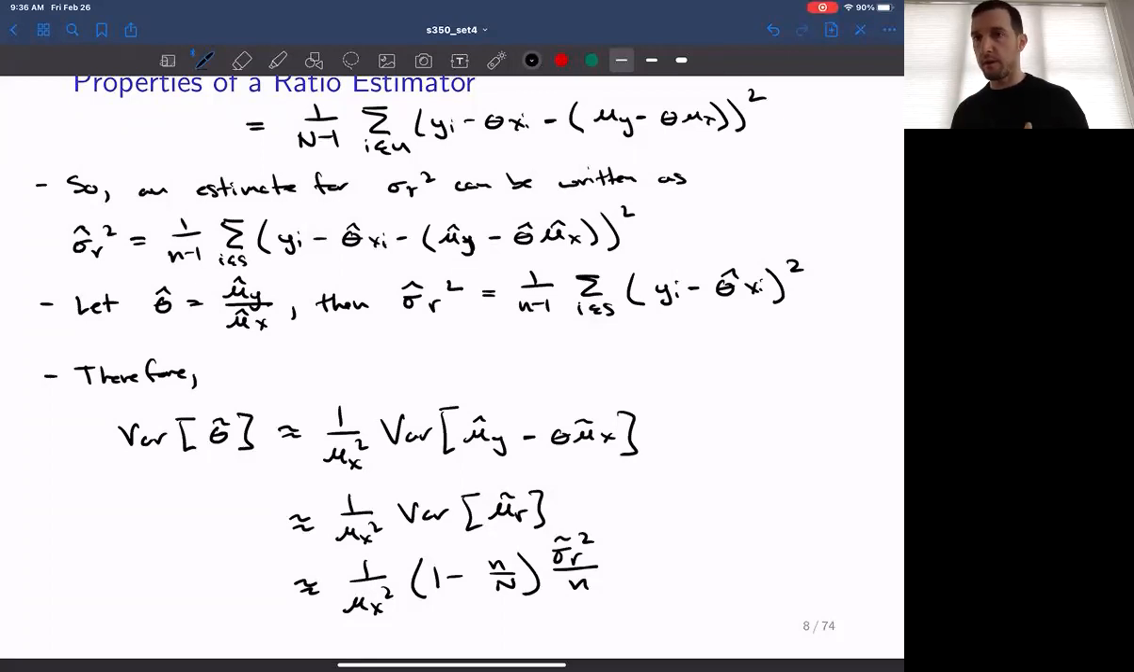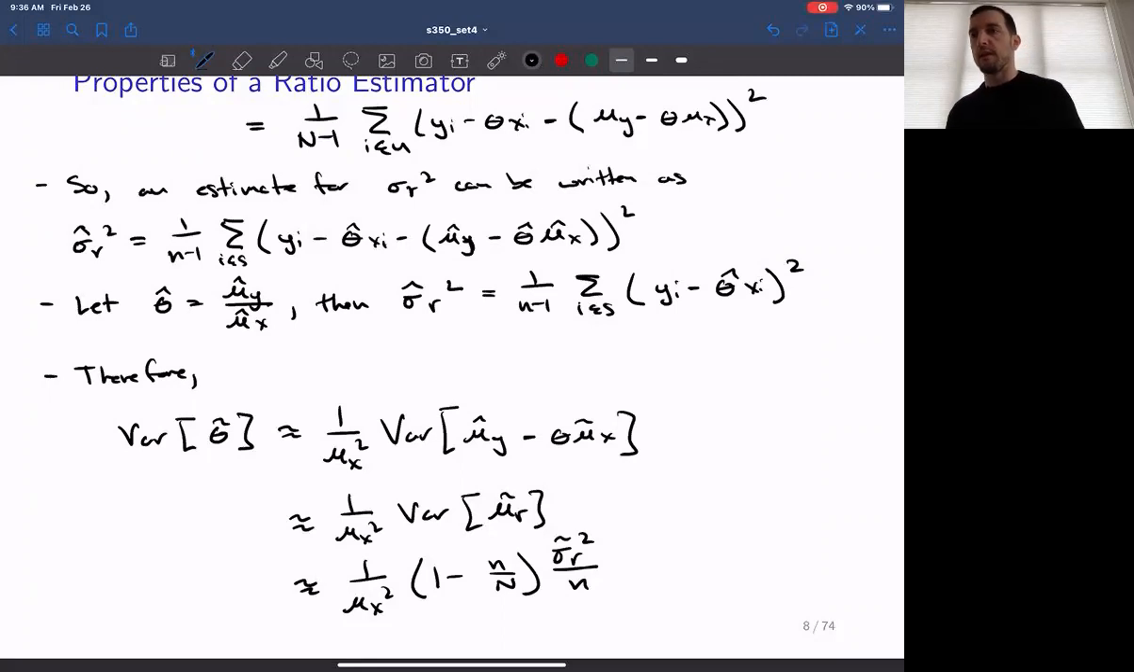And then the next thing that we did is we derived the variance. And of course, we need the variance so that we can bound our estimates. Now, in this case, we started off using the same expansion, and we showed that the variance of the estimator can be written as 1 over mu x squared times the variance of mu tilde y minus theta times mu tilde x. That's what we have written a little bit above. I just don't want to move this slide right now in case anyone is copying this.